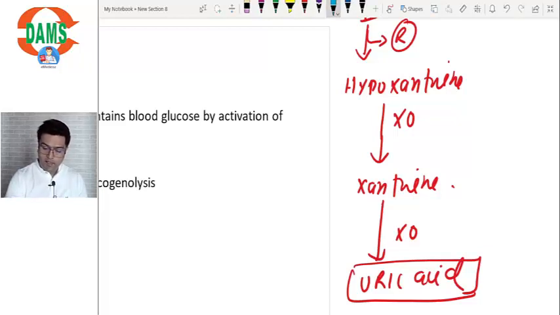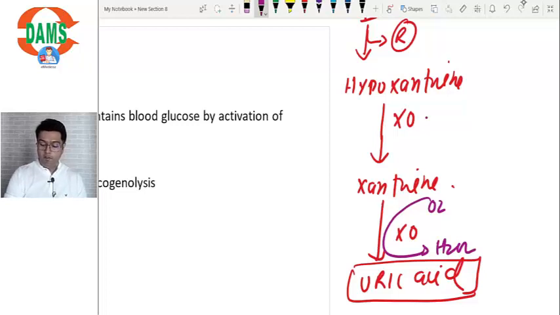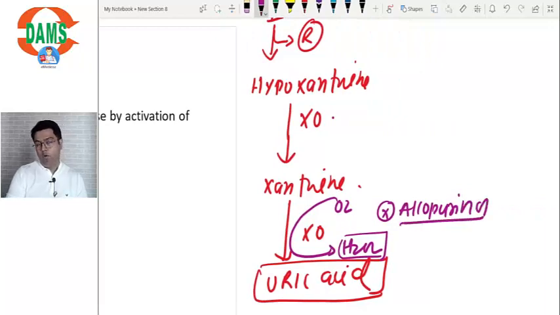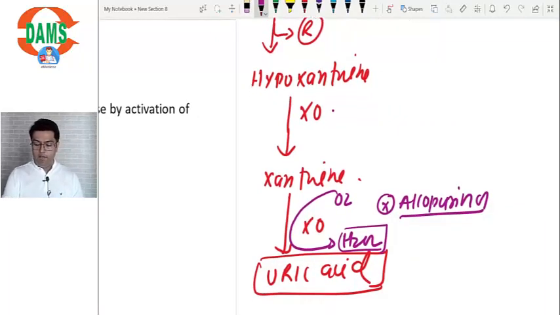Fine. This enzyme uses oxygen and produces hydrogen peroxide also in the same step. So this is a dangerous enzyme which produces oxidative stress also. So it is inhibited by allopurinol, a very important drug. See guys, most cases of hyperuricemia are because of under secretion of uric acid. The kidney is unable to excrete it properly. Remember this point: 70% plus cases are because of under secretion.